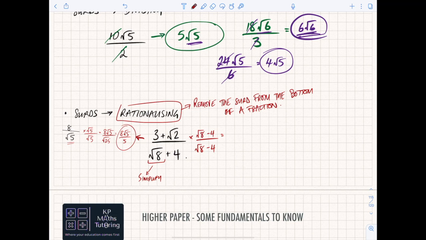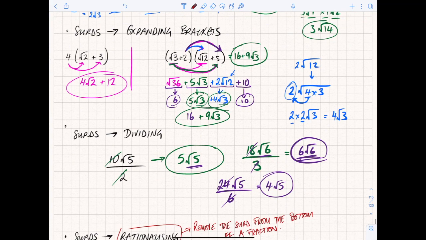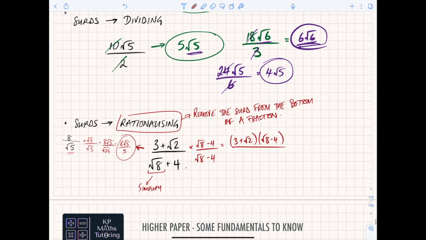So going through this, what we're actually doing is 3 plus root 2 multiplied by root 8 minus 4. We've just spoken about how we expand those in a previous bit we did up here. So we're linking back to this concept, which is why it's important that you understand that. And then let's look at the denominator here. We're doing root 8 plus 4 multiplied by root 8 minus 4. So let's go back to our method.